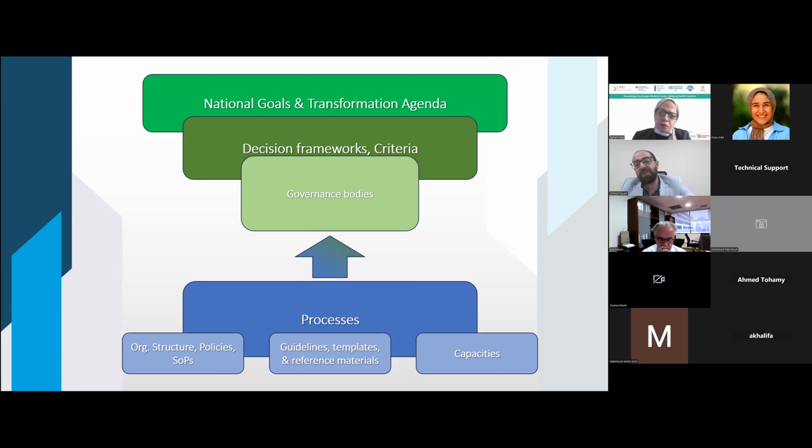In order for these governance bodies to be able to make a decision, there are evidence synthesis processes that feed into this governance process. So this includes, of course, the organizational structures and policies and SOPs that are used for health technology assessment, for example, as well as the guidelines, the templates, and the capacities and the people who are working to synthesize evidence for the decision-making bodies to be able to make informed decisions based on evidence for inclusion in the benefit package.